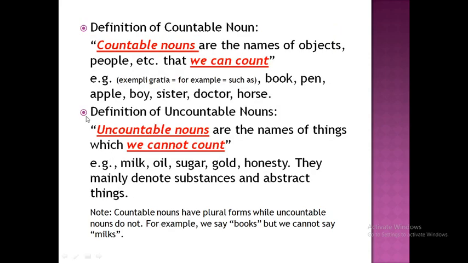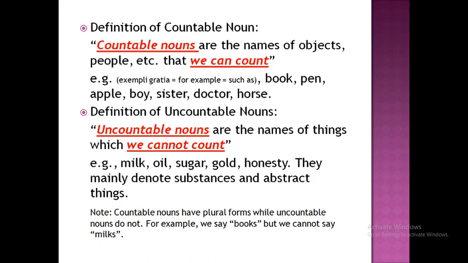Next is the definition of countable nouns. How simple it is. Countable, which we can count. So countable nouns are the names of objects and people that we can count. We can count the apple, the ball, the sisters, the doctor, the horse, the almirah, the chairs, the tables, the glass, the laptops, the notebooks, the mobiles. So these all are examples of countable nouns.